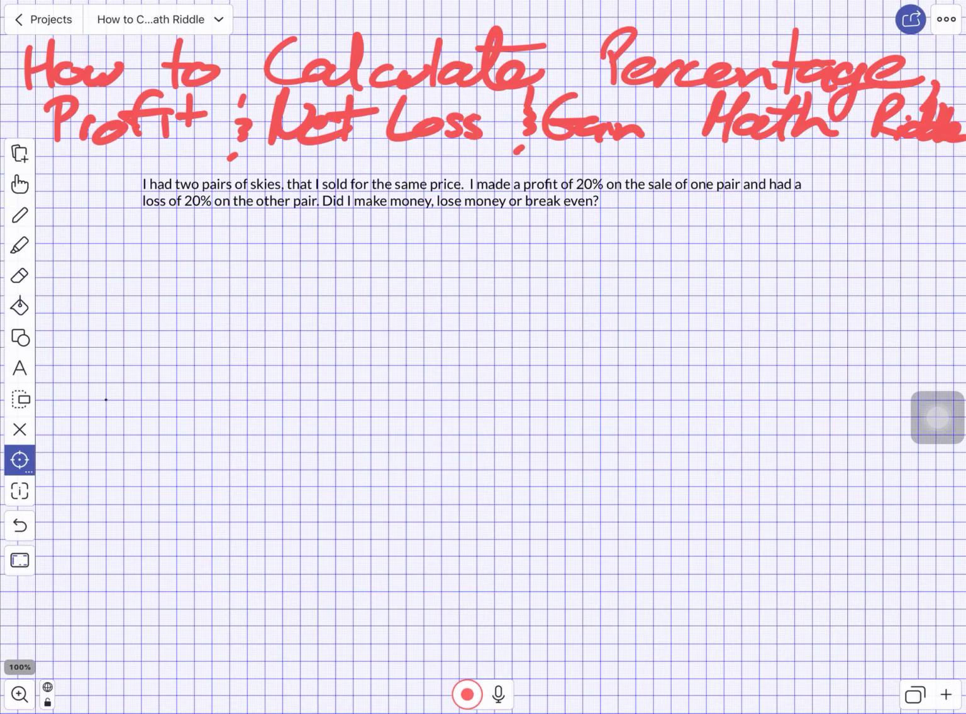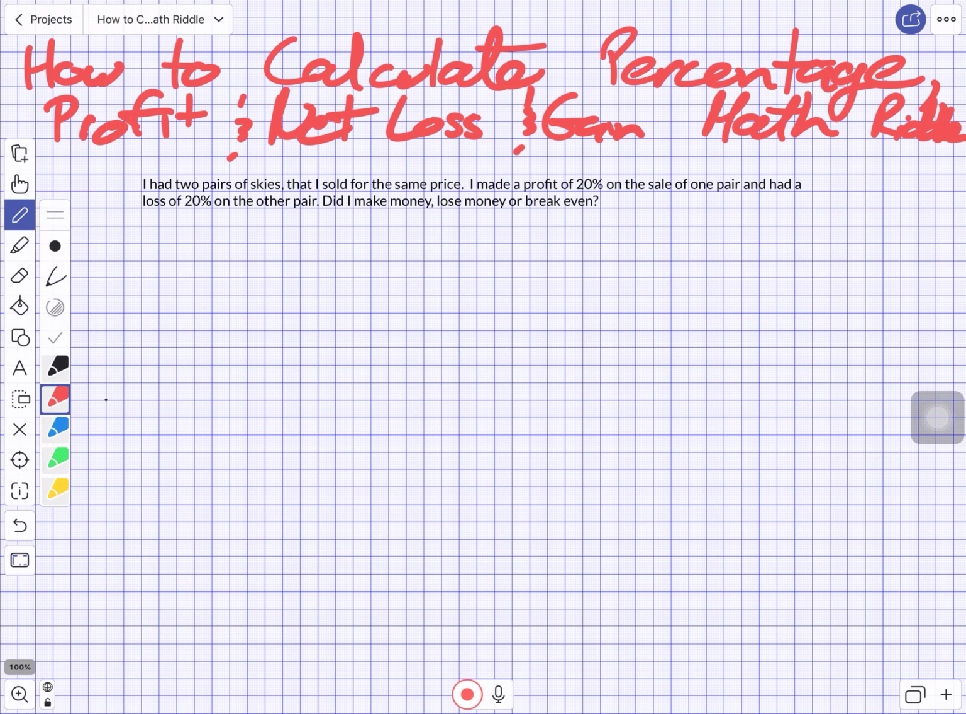Okay. We're looking at how to calculate percentage and then profit and net loss and gain on a math riddle. So I had 2 pairs of skis that I sold for the same price. I made a profit of 20% on the sale of one pair and had a loss of 20% on the other pair. Did I make money, lose money, or break even?